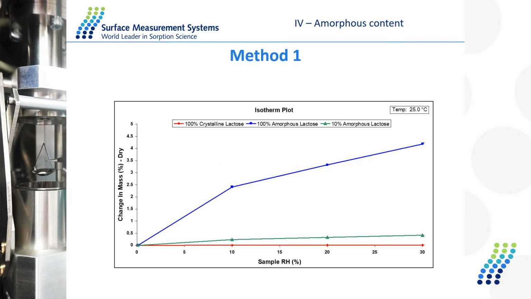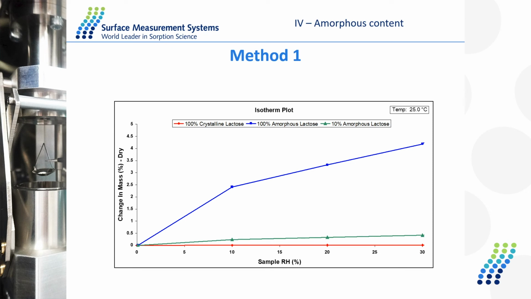So here is, for example, a study done on sorption. In this case, it is water, relative humidity, over amorphous lactose, crystalline lactose, and then 10% amorphous lactose at 25 degrees C. As you can see here, your amorphous material sits on the top, very, very high uptake because it has a higher surface area. Your crystalline lactose is basically sitting at 0.